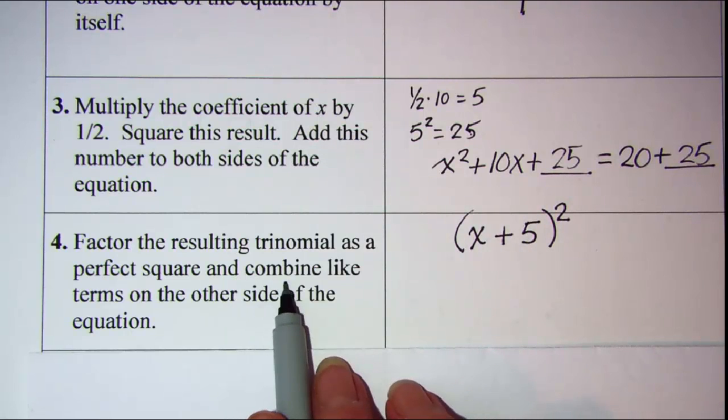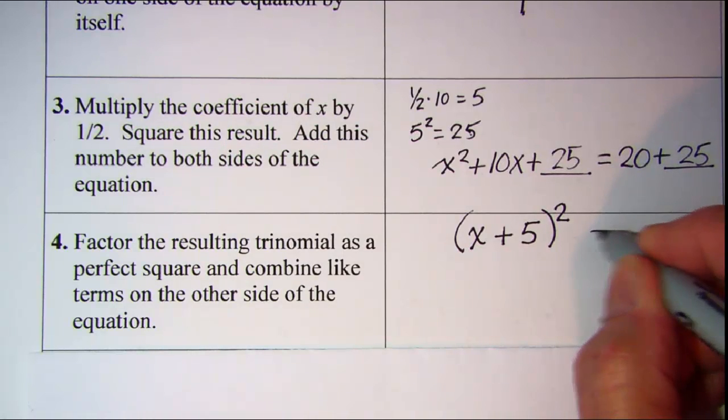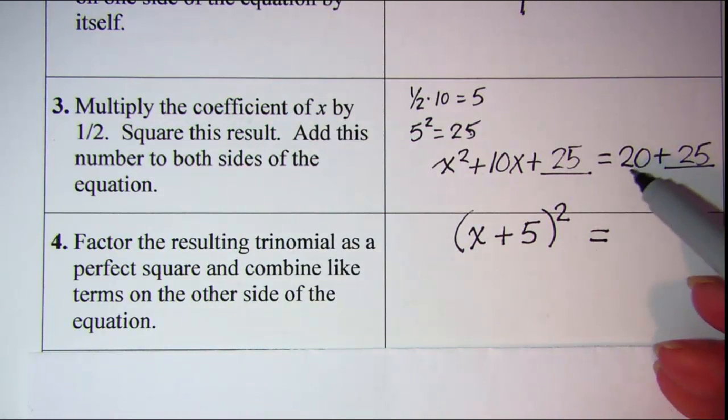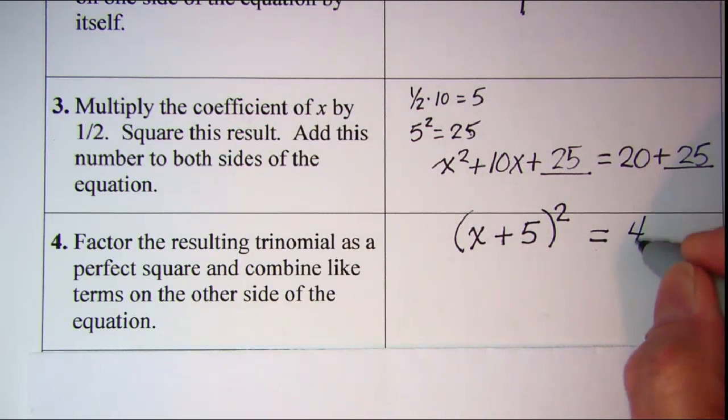Then we want to also combine like terms on the other side of the equation. So we have our equals here. 20 plus 25 is 45.